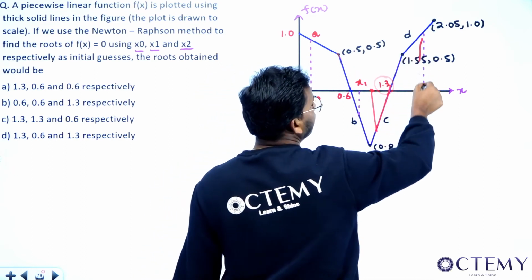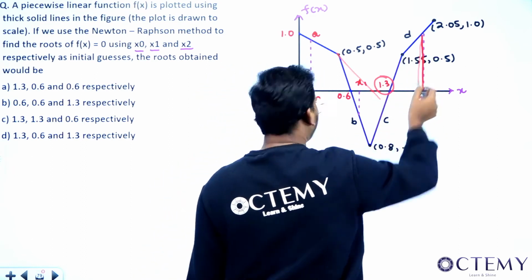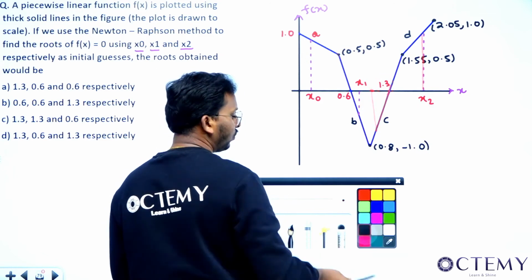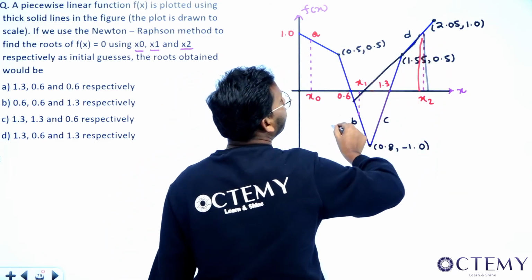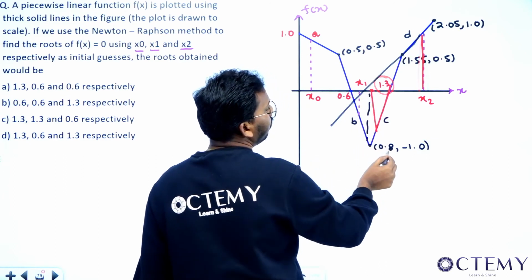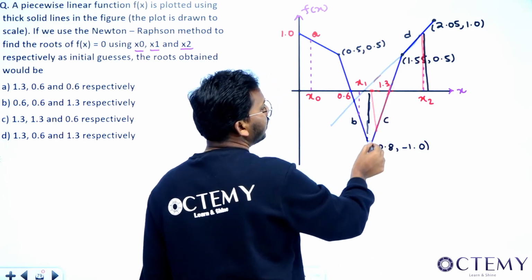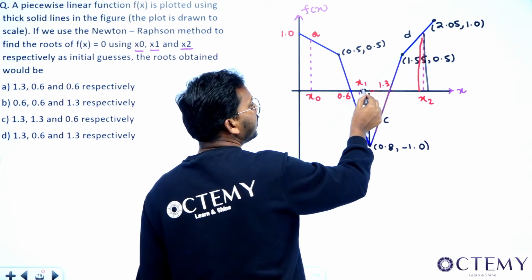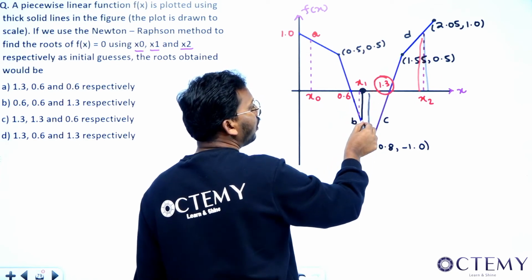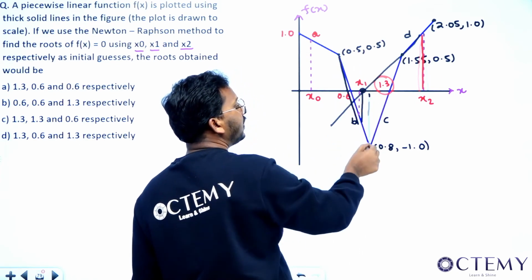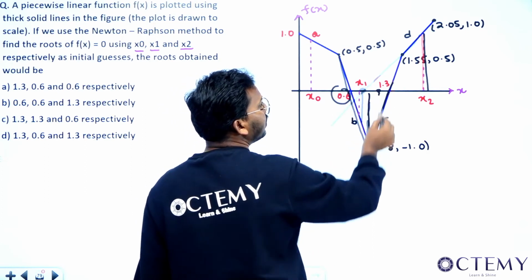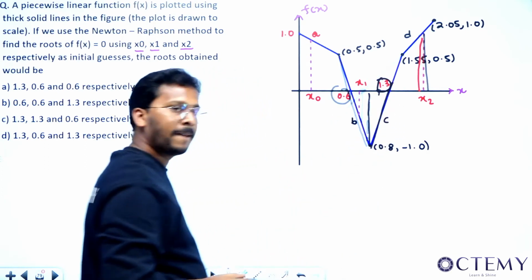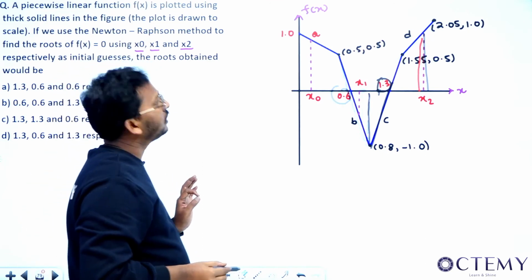Similarly, with this guess x2, x2 being your guess, you'll extend these lines and you will see whether it is touching before 0.8 or after 0.8. Say it is touching before 0.8, say here. From here you will draw another curve and you will say that 0.6 is the root. Or if it touches here, then you will draw like this and you will say 1.3 is the root. So you just have to see this.